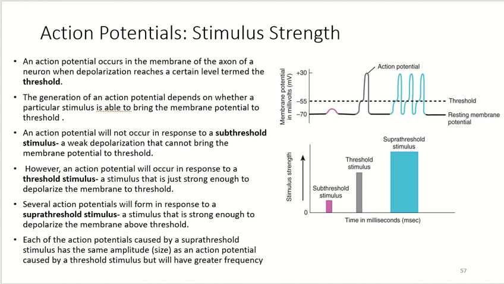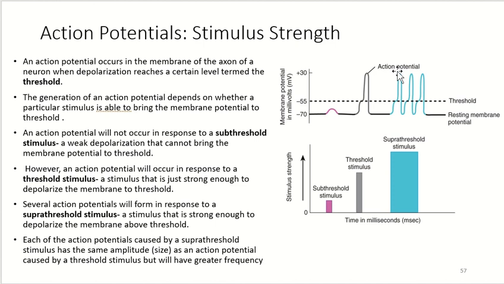Several action potentials will be formed in response to something called a supra-threshold stimulus. This is a stimulus that is strong enough to depolarize the membrane above threshold, so it's a really big stimulus. Each of the action potentials caused by a supra-threshold stimulus is going to have the same amplitude as an action potential caused by a threshold stimulus, but there's going to be a greater frequency.